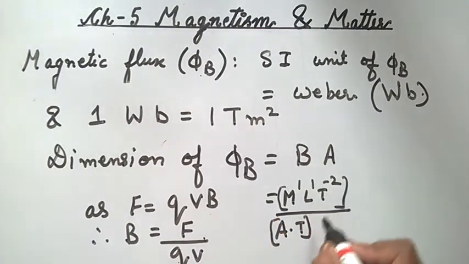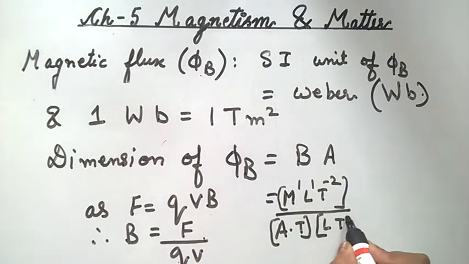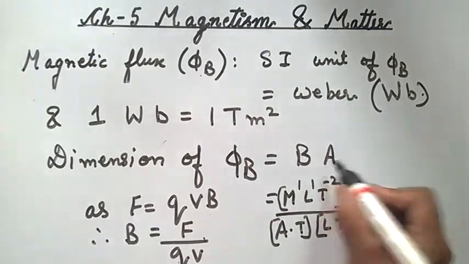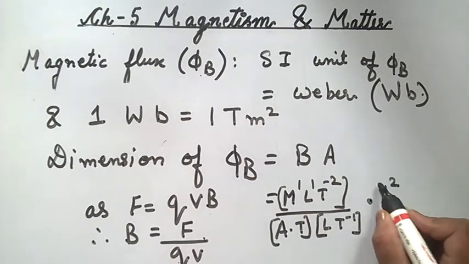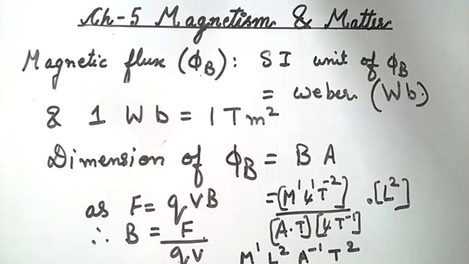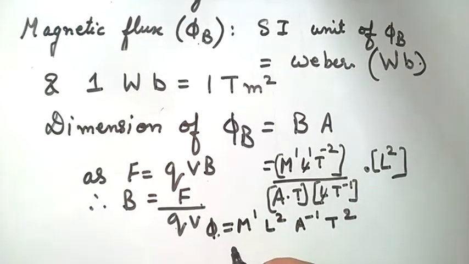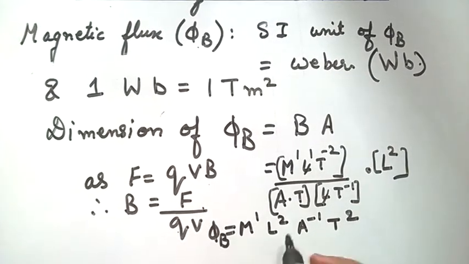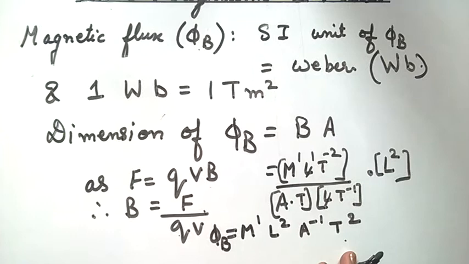And velocity is L T minus 1 into area, which is L square. L cancels out, T and T minus 1 will cancel out, and we remain with M1 L2 A minus 1 T minus 2. This is the dimension of magnetic flux.